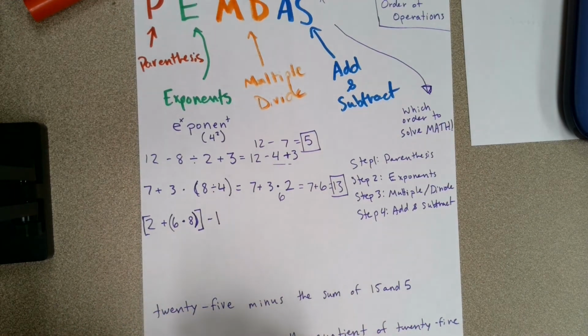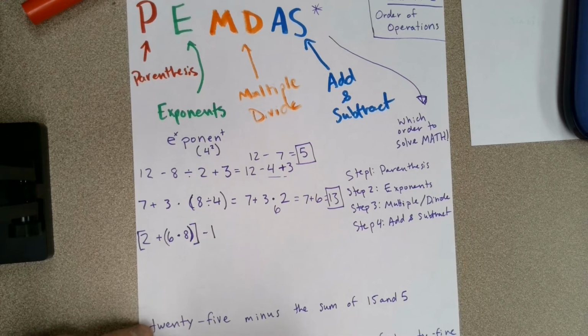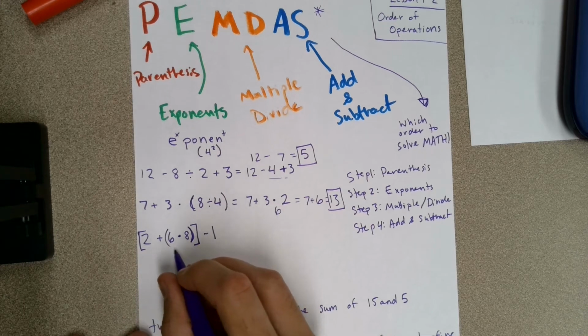This one's getting crazy. All right, we know our PEMDAS. We start with our parentheses. Uh-oh. We have 2 sets of parentheses. What do we start with? Well, here's a sneak hint. You always start with the deepest parentheses.